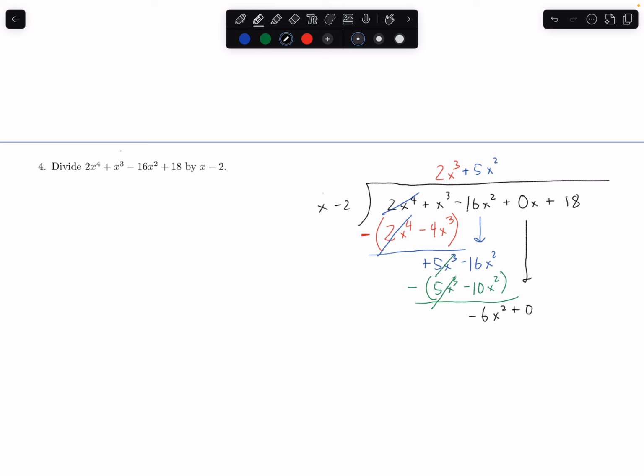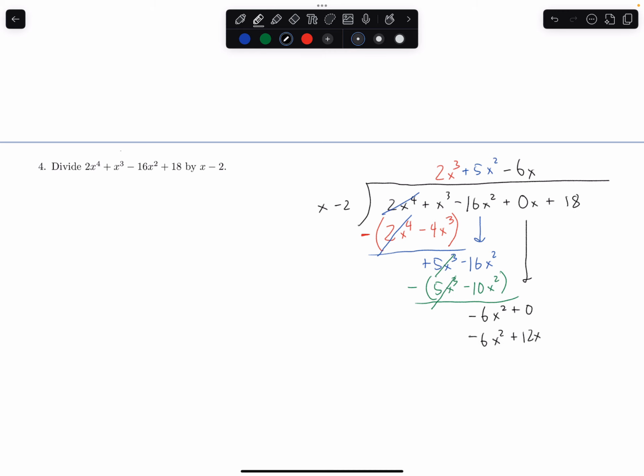And then now, same question. How many times does x go into 6x squared? The answer is, this is negative, yeah? So negative 6x times. Now I'll multiply negative 6 times x minus 2. I get negative 6x squared. Negative times negative is positive, so plus 12x.